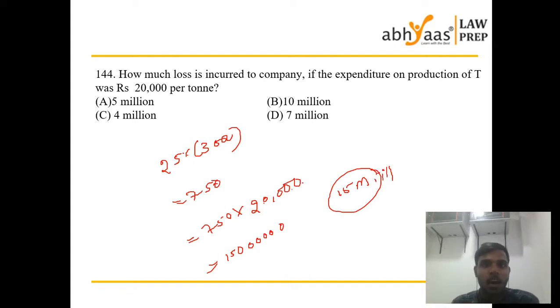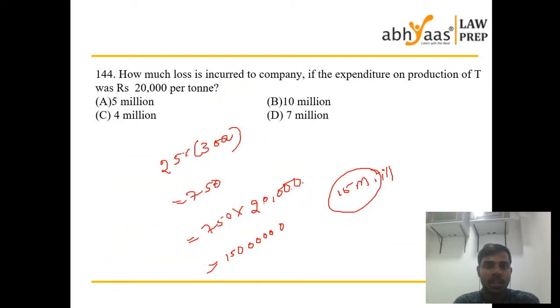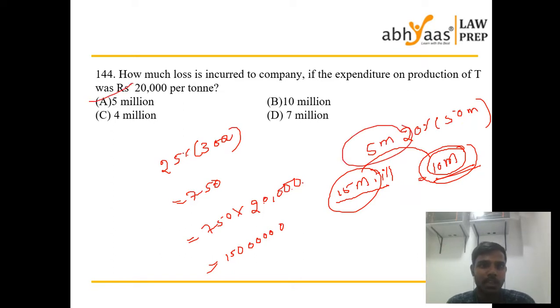Now we have to find how much loss is incurred. The total turnover of company T is given as 20% of the total turnover. So what is 20%? 20% of 50 million is 10 million, your total turnover. Your cost of production is 15 million and your total turnover is 10 million. So what is the loss you are getting? You are spending 15 million on the production, but you are getting only 10 million here. So your loss will be 5 million rupees. So option A will be your correct answer.